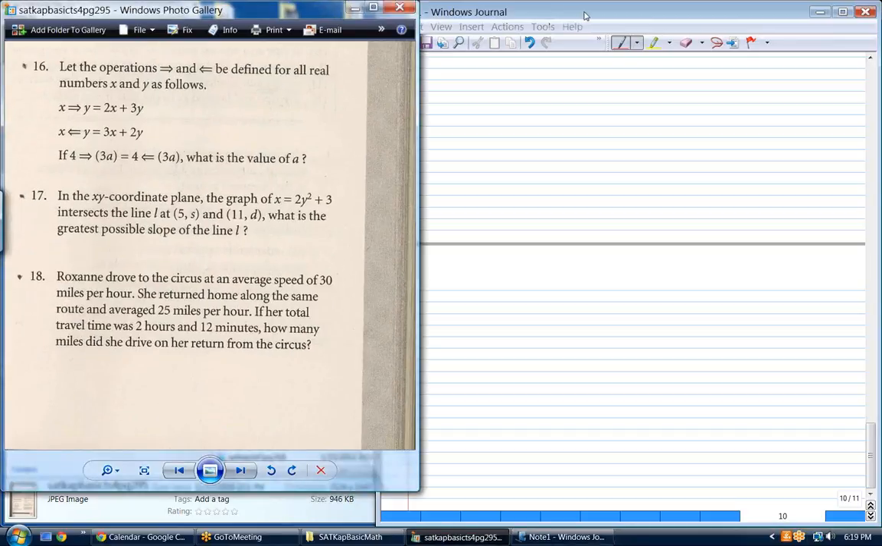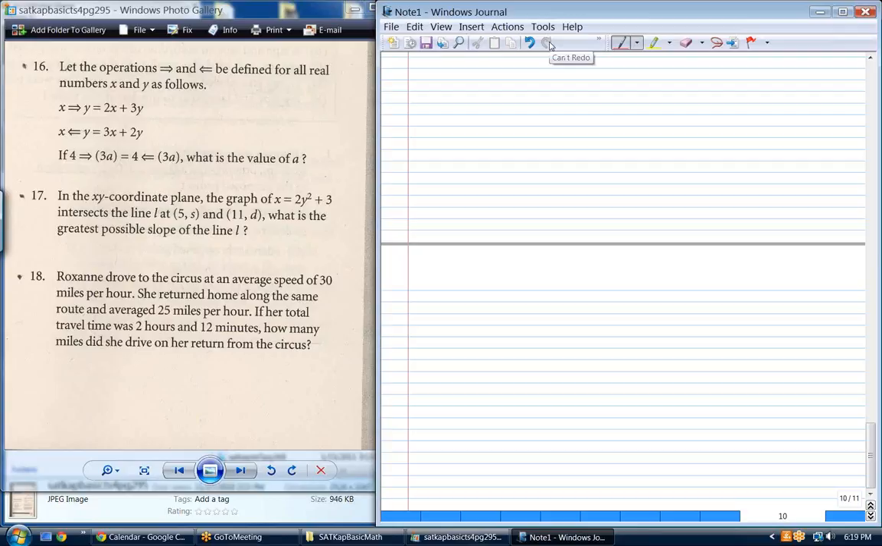All right, this is what I call a symbol problem. You should never miss these. They are not hard, they're easy. You just have to know to substitute. It's just substitution. In other words, x right arrow y means 2x plus 3y. X left arrow y means 3x plus 2y instead of 2x plus 3y.